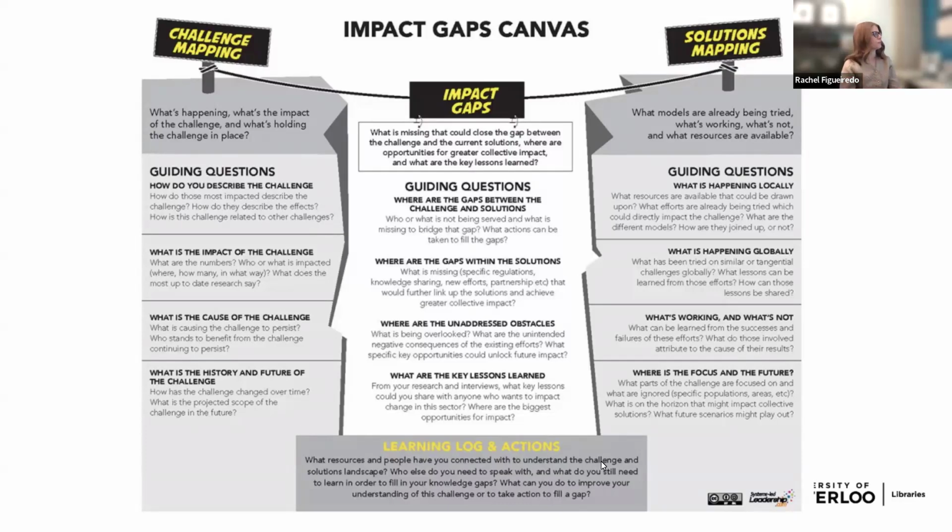If you take a look at the left-hand side of the page here, if you're trying to engage with this framework, you would start with the challenge mapping section, this left-hand column, and walk through these guiding questions. Here's where it asks you, how do you describe the challenge? What is the impact of the challenge? What's the cause of the challenge? And what is the history and future of the challenge?